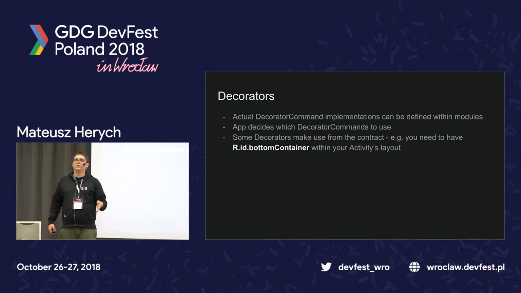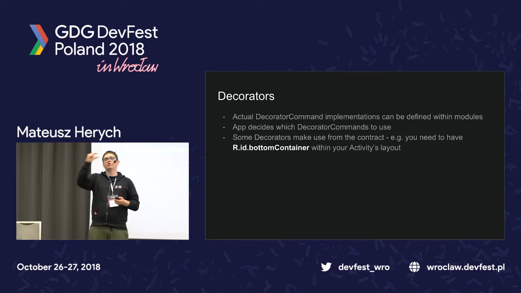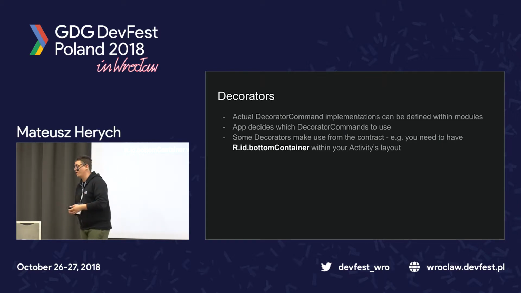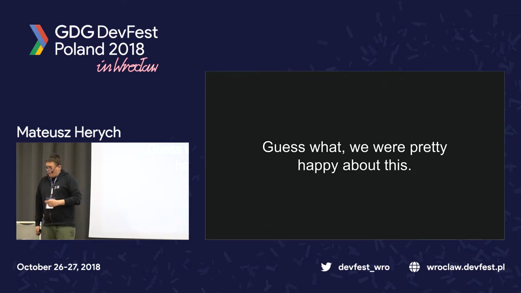In the case of this yellow bar, the decorator command assumes that this activity has something like a top bar, which it can use to attach its own view or fragment or whatever you wish. And guess what? We are pretty happy about this. There were some drawbacks. We made some mistakes. Some of them we are still figuring out how to fix. But in general, this is huge progress compared to what we used to have.